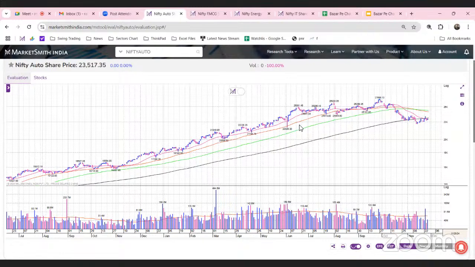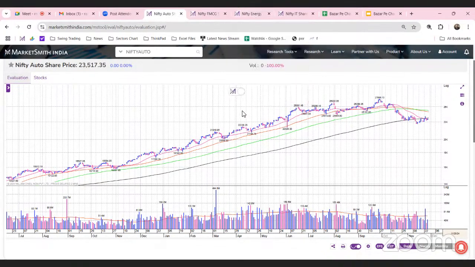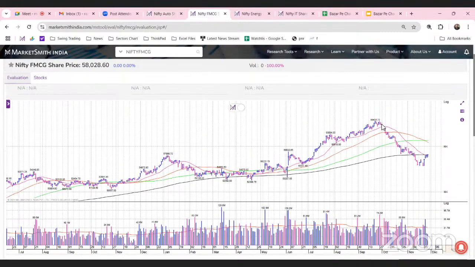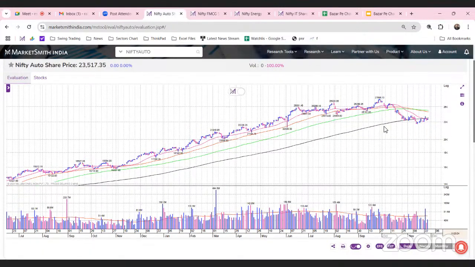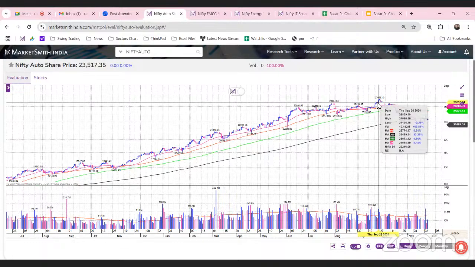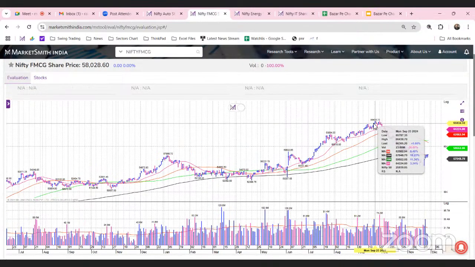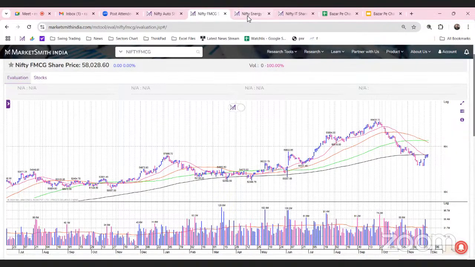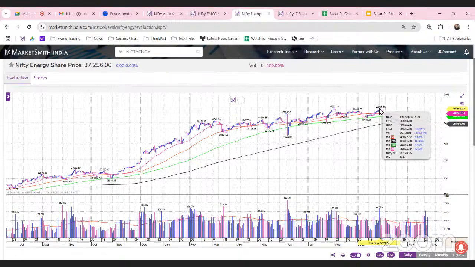So I will be talking about Nifty Auto, Nifty FMCG, Nifty Energy, and Nifty IT. If you look at the charts of Nifty Auto, Nifty FMCG and Nifty Energy, all three charts are almost telling the same story, and these charts are somehow similar to each other. The downtrend in Nifty Auto started from 26th of September. In Nifty FMCG it was also somewhere close to September 23rd. And in Nifty Energy also, the downtrend started from September 26.